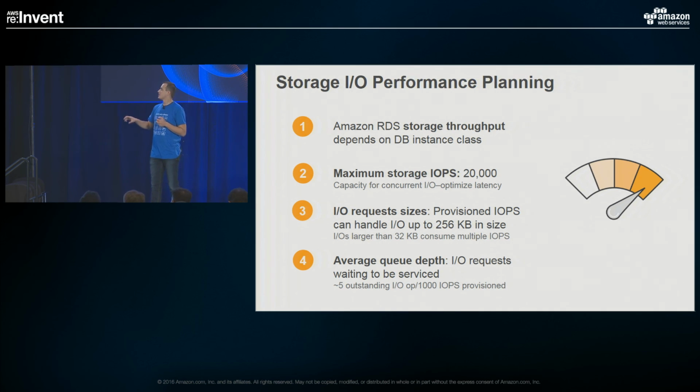If that number is positive but low, and the current guidance is roughly around 5 outstanding I/O operations per 1,000 IOPS, that means that you're effectively using the storage subsystem. You're actually pushing enough I/O to saturate the storage subsystem, and you're continuously pushing that much I/O so it's not just a simple blip.